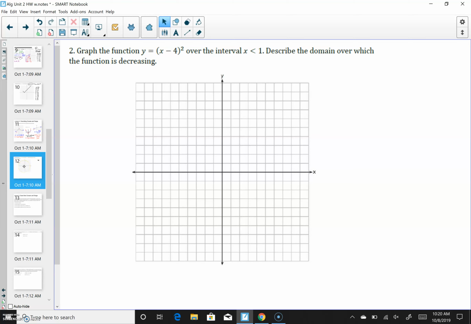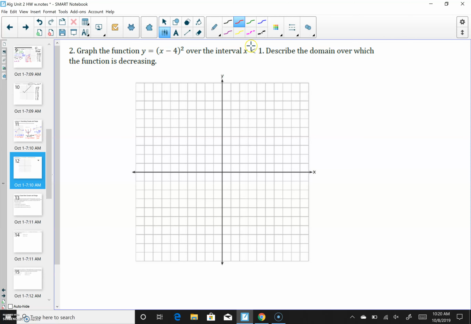For the second one, we want to graph the function y equals (x - 4) squared over the interval x is less than 1. I would strongly suggest here that we plug this into our calculator and look at our table and look at our graph.